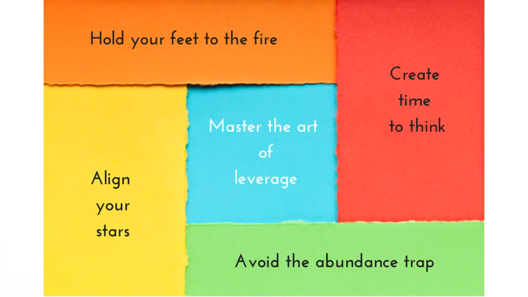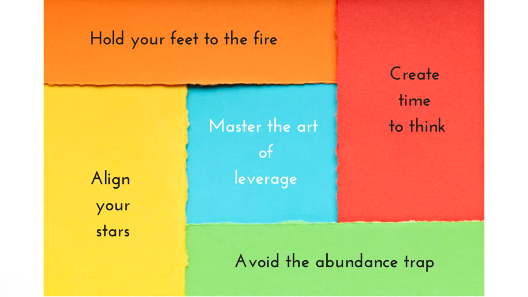So the first element, create time to think. This is the gap of awareness of what is possible. The second element, avoiding the abundance trap, that's a framework for saying no. It's the gap between short-term feel-good and long-term strategy. It's about what not to do.